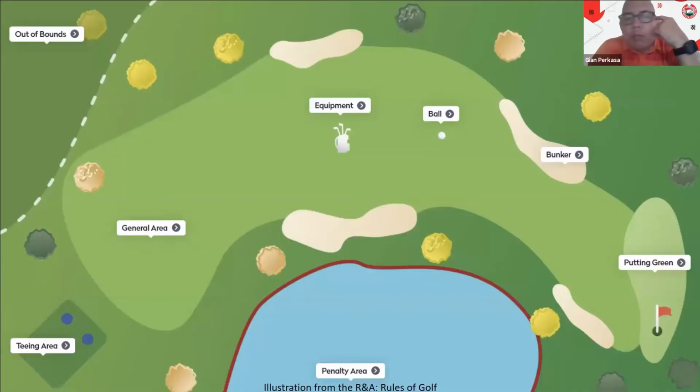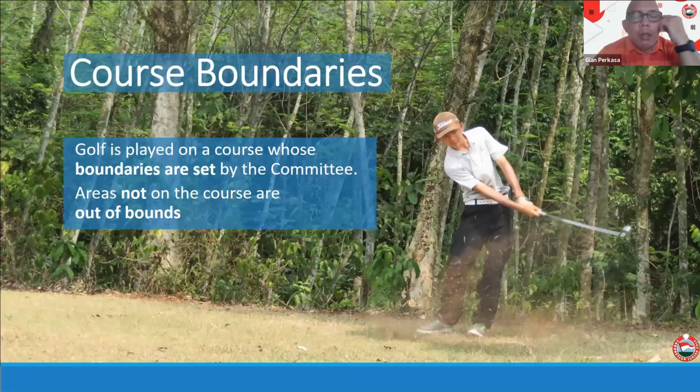Jadi Om langsung potong aja juga ya. Course boundary ini bahasa Indonesianya batas lapangan ya, kalau nggak salah. Jadi batas lapangan itu selalu di set up di lapangan golf oleh panitia pertandingan atau pengelola lapangan golf tersebut. Nah, bagian-bagian lapangan yang bukan bagian dari lapangan itu adalah bagian yang disebut out of bounds atau di luar lapangan. Yes, that is correct.